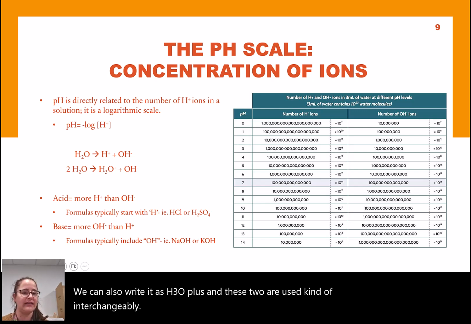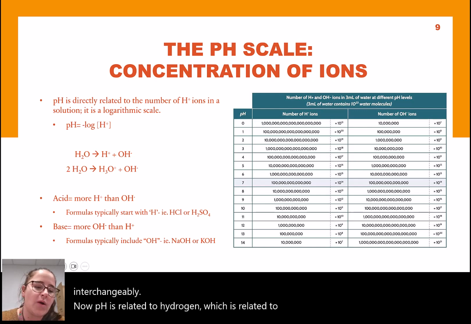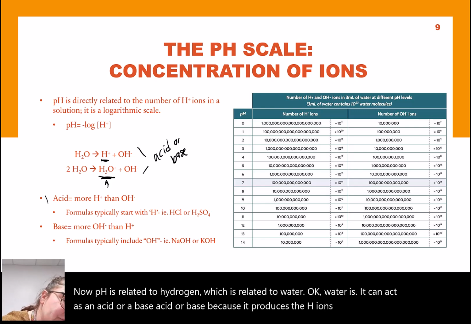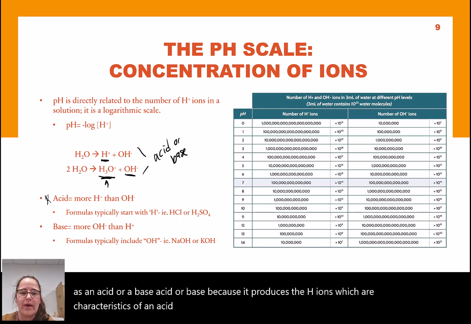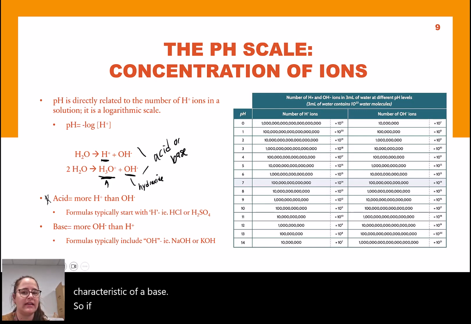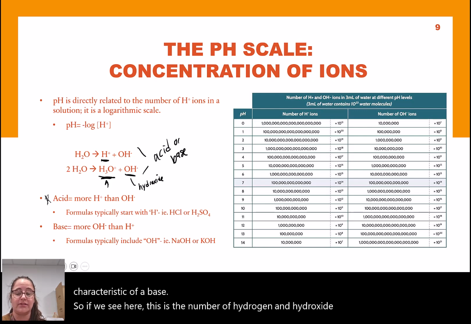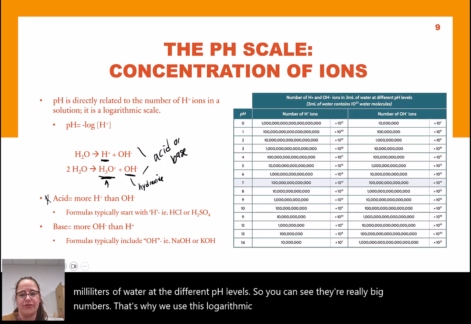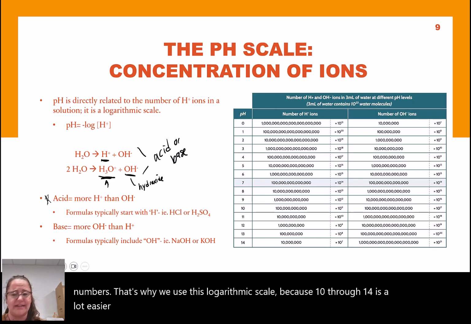Now, pH is related to hydrogen, which is related to water. Water can act as an acid or a base, because it produces both the H ions, which are characteristic of an acid, and the OH ions, called hydroxide, which is characteristic of a base. If we see here, this is the number of hydrogen and hydroxide ions in 3 milliliters of water at the different pH levels. You can see they're really big numbers. That's why we use this logarithmic scale, because 0 through 14 is a lot easier than 10 to the 21 to 10 to the 7th.